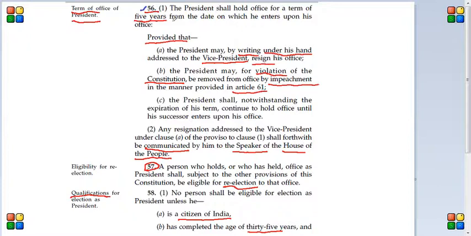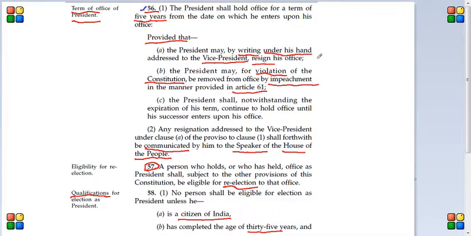Now, India's president term is 5 years, unlike American president who will be in office for 4 years, but in case of India, it is 5 years. Next, provided that the president may, by writing under his hand addressed to the vice president, resign his office. Here, this subclause talks about resignation.